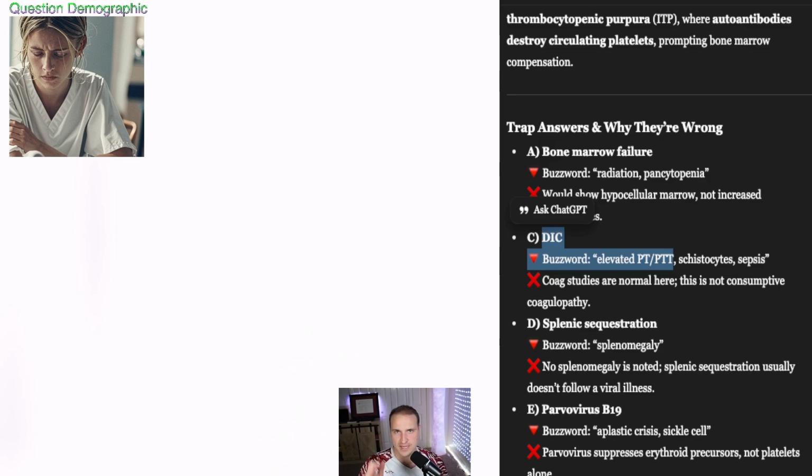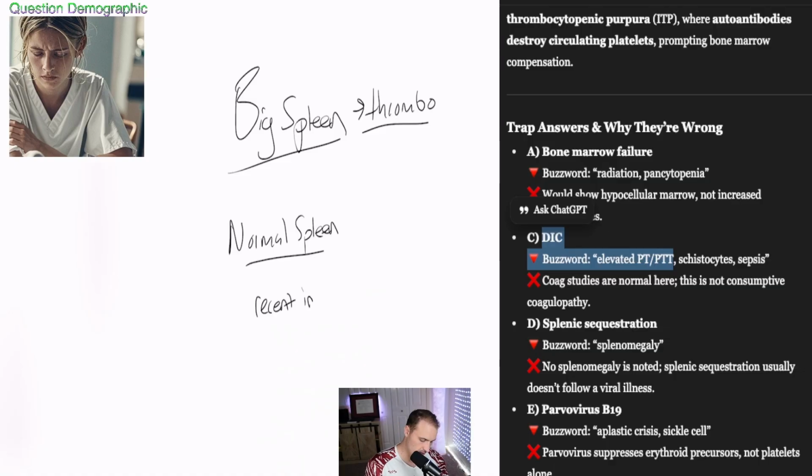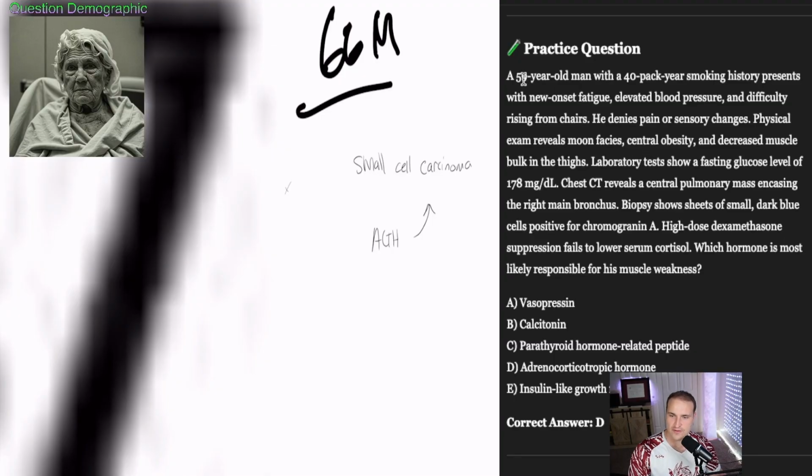Think of it this way. Big spleen, thrombocytopenia by sequestration. Normal spleen, recent infection, megakaryocytes, that's probably ITP. I know that can be confusing at times, so I just wanted to point that out. Oh, I should probably have written that down. Big spleen, thrombocytopenia. Normal spleen, recent infection with that autoimmune activation, and the presence of megakaryocytes and low platelets tells you it's ITP, right? Peripheral immune destruction.